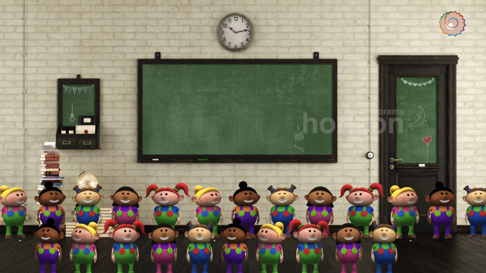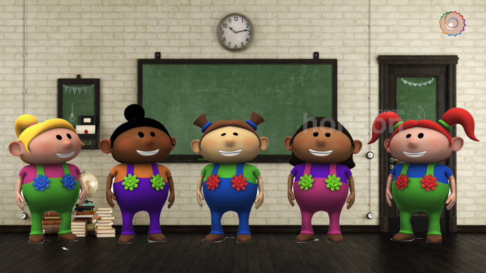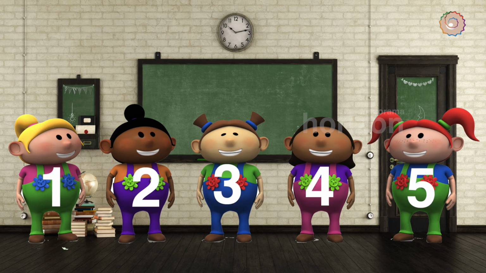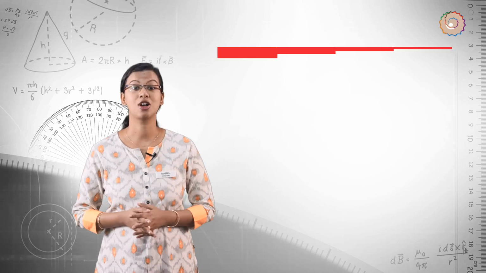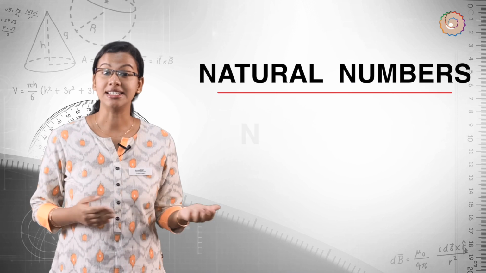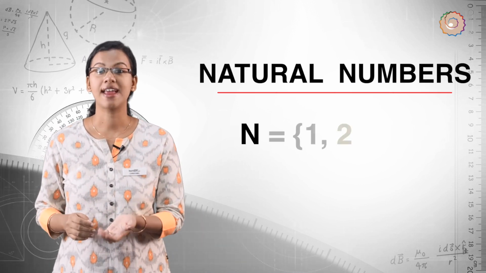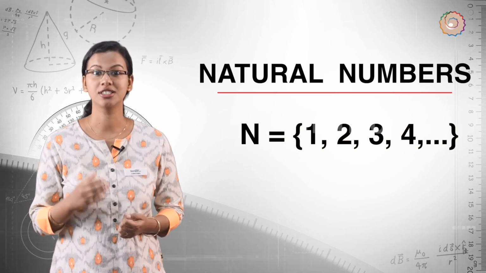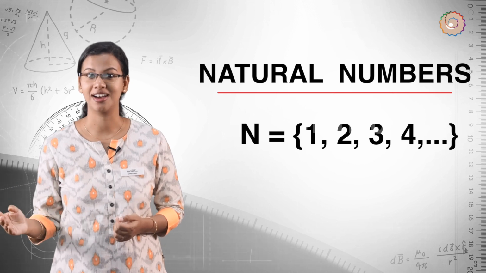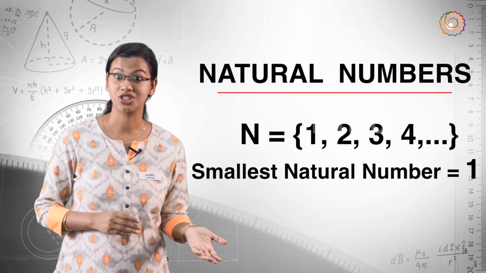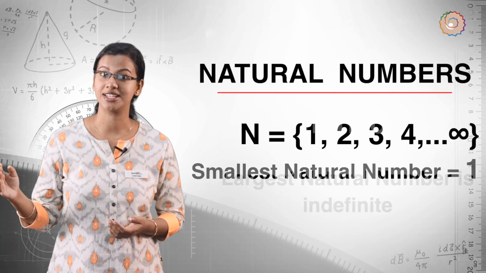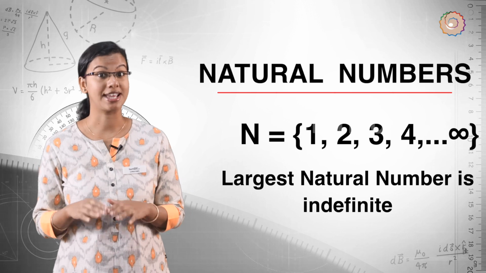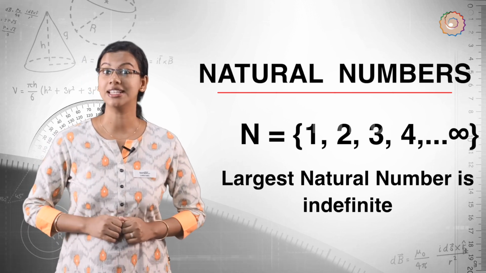Suppose you want to count the number of students present in a classroom. You count them as 1, 2, 3, 4, 5 and so on. Such counting numbers are called natural numbers and are denoted as N, where N equals the set of 1, 2, 3, 4, etc. Here the smallest natural number is 1, and since the counting extends to infinity, the largest natural number cannot be defined, that is, it's indefinite.